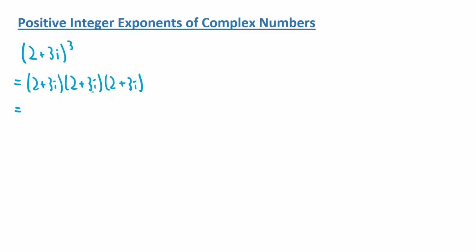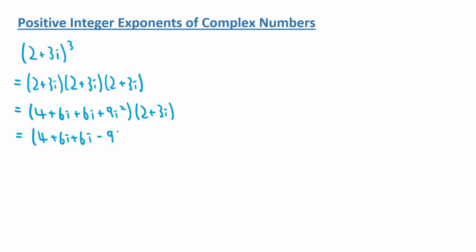So we'll start with the first 2 terms, and 2 plus 3i times 2 plus 3i is equal to 4 by doing the first multiplication 2 times 2. And 2 times 3i is equal to 6i, 3i times 2 is equal to 6i, and 3i times 3i is equal to 9i squared. And all of this is multiplied by 2 plus 3i. i squared is equal to negative 1, so we can simplify and rewrite this as 4 plus 6i plus 6i minus 9, and this is multiplied by 2 plus 3i.